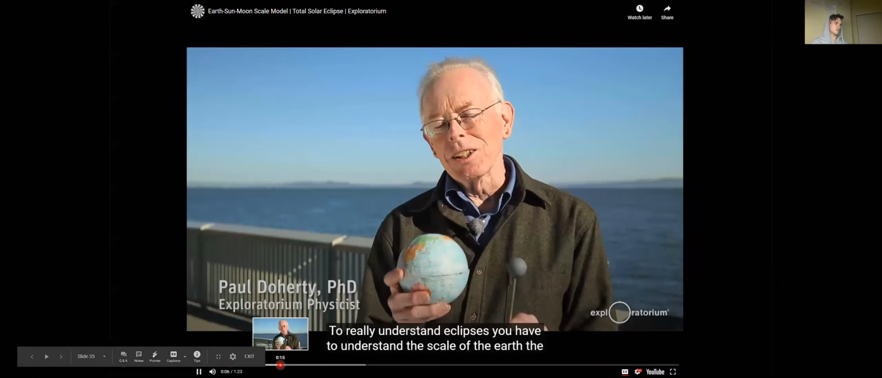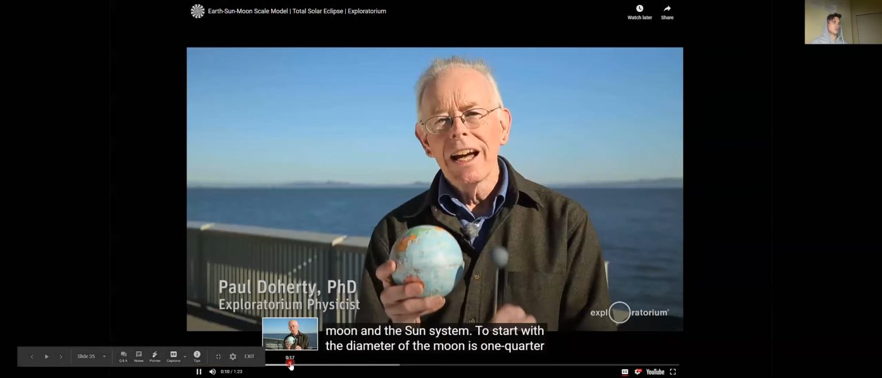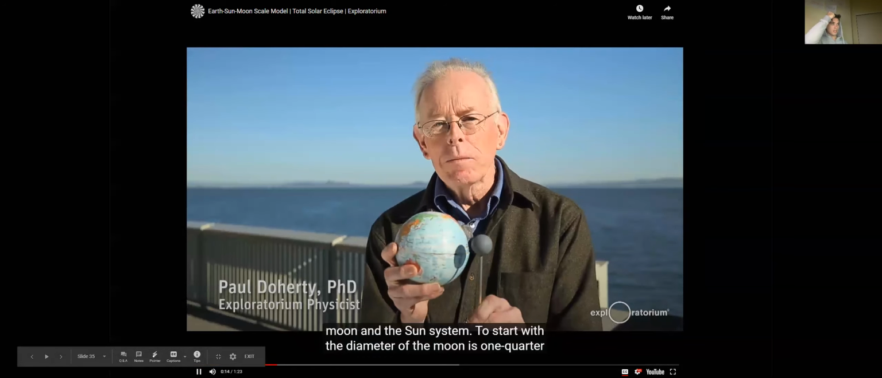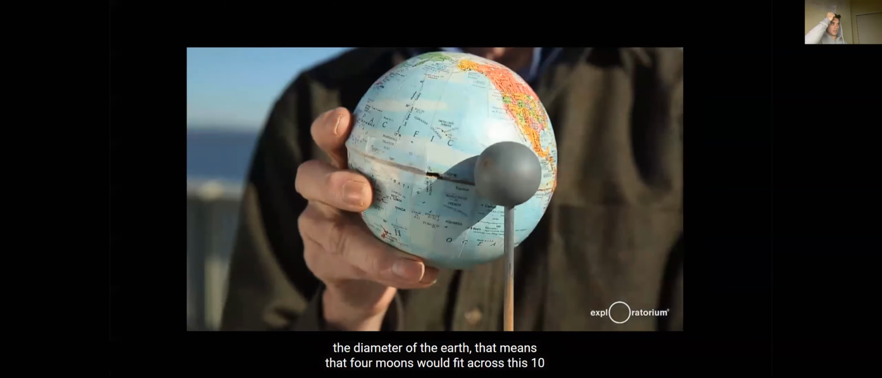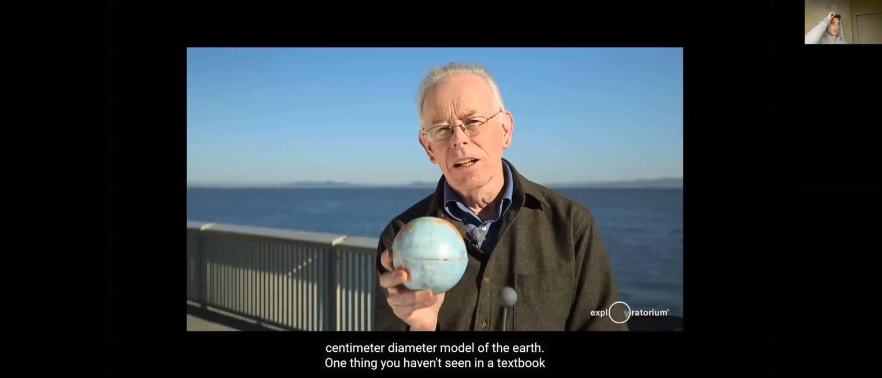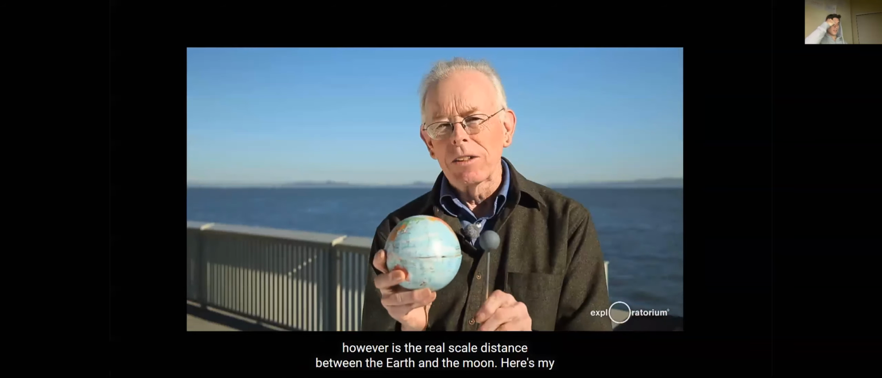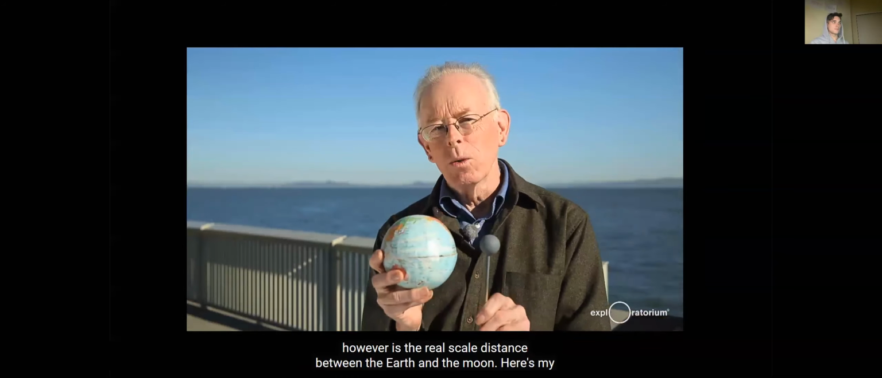To really understand eclipses, you have to understand the scale of the Earth, the moon, and the sun's system. To start with, the diameter of the moon is 1/4 the diameter of the Earth. That means that 4 moons would fit across this 10-centimeter diameter model of the Earth. One thing you haven't seen in our textbook, however, is the real scale distance between the Earth and the Moon.